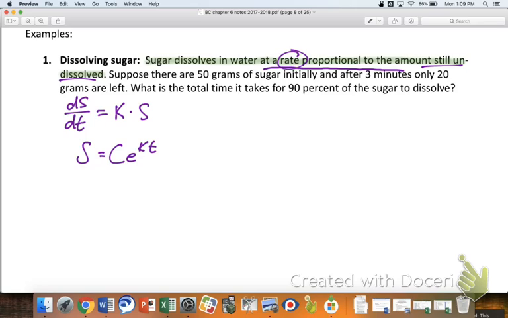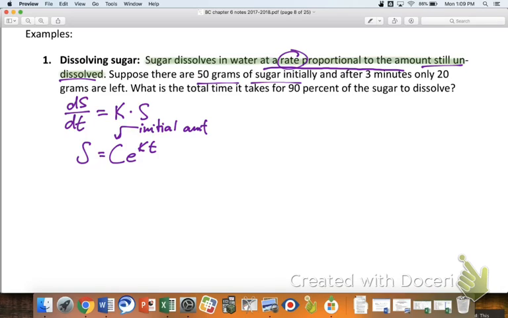From there, we need to know what the C is and what the k is. If you know what this is, you know this is exponential growth, and you can identify the C immediately. Anybody know what the C is? 50, yeah. C is the initial amount of whatever it is. In this case, it's sugar, and you are told that the initial amount of sugar is 50 grams. But maybe you didn't know that. Here's how you could get there.